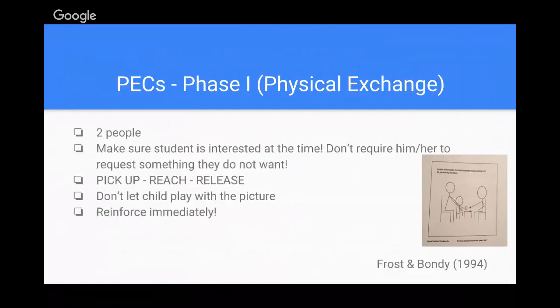This is usually done with 2 people, where you have one that is the prompter, and they don't say anything. They just physically help the child take the picture off the card and hand it to the other person, the person that immediately gives them what they want. The key here is multiple opportunities.